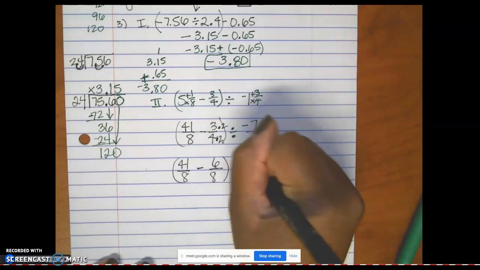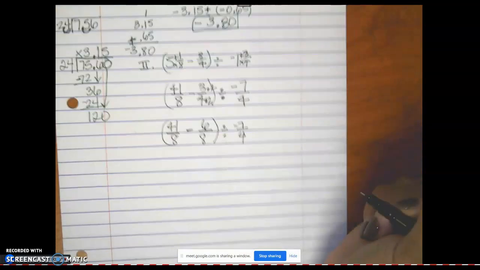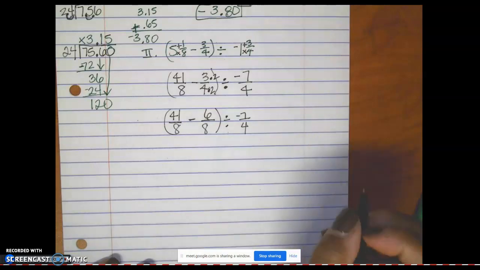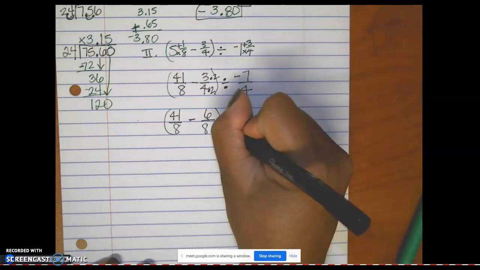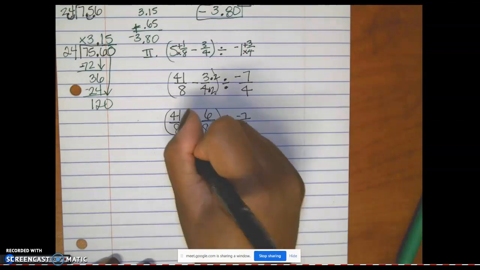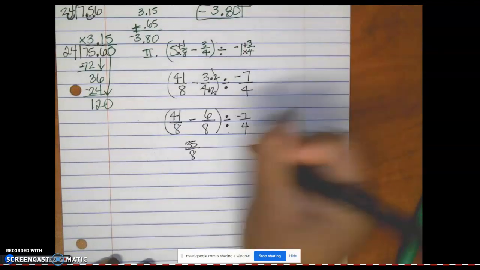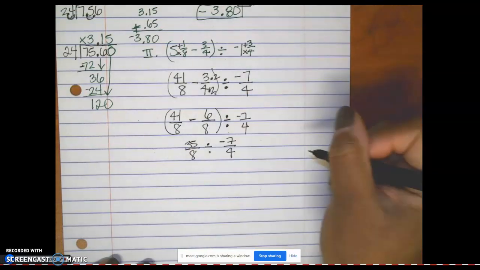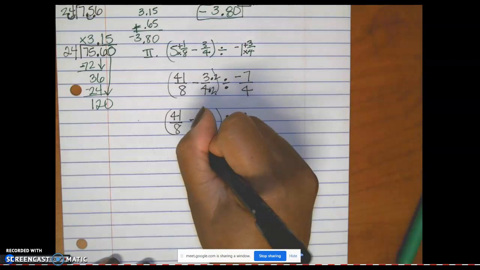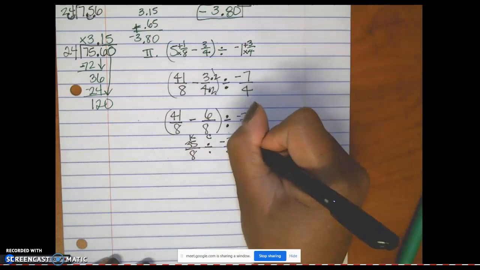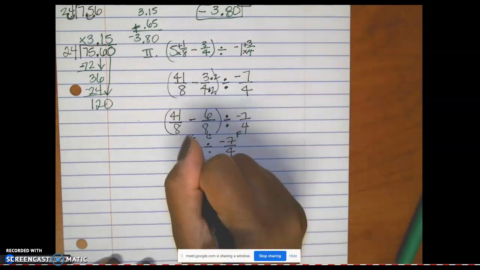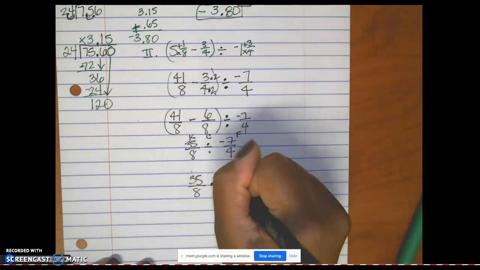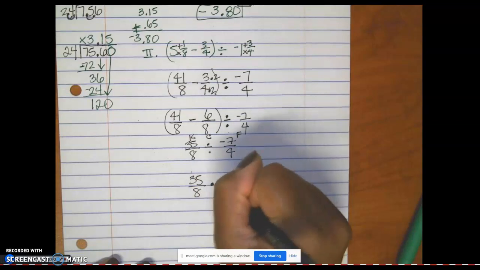Divided by negative 7/4. All right, 41 minus 6. What is that? 35 over 8 divided by negative 7/4. Now I need to keep, change, flip. So 35/8 times 4, and it's still going to be negative 7.